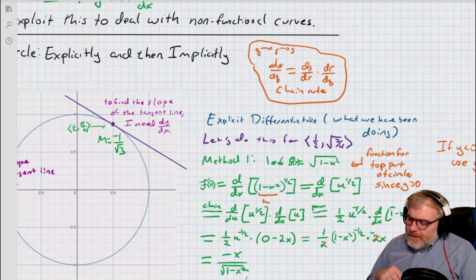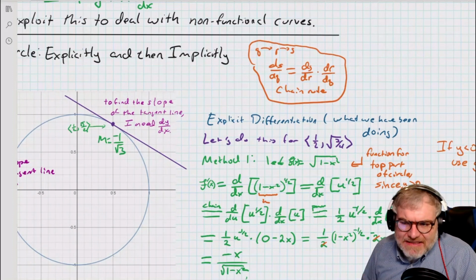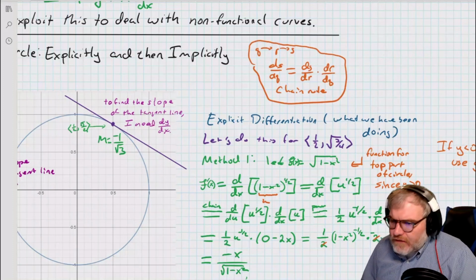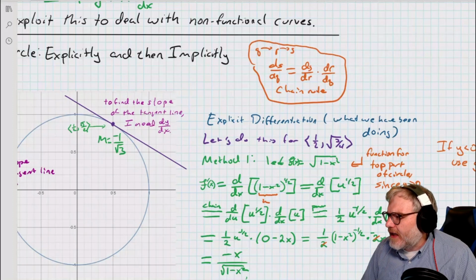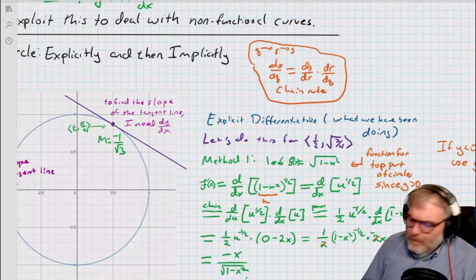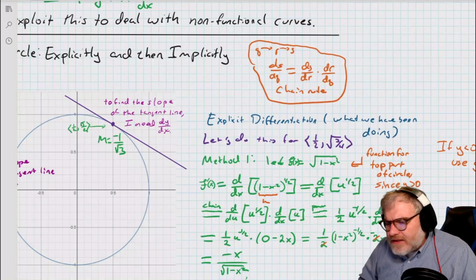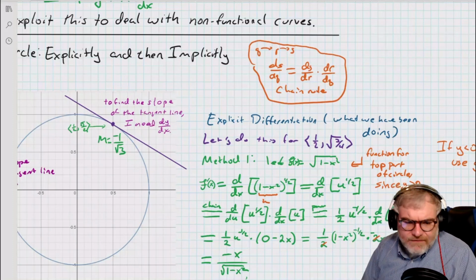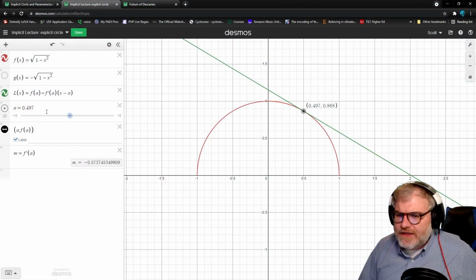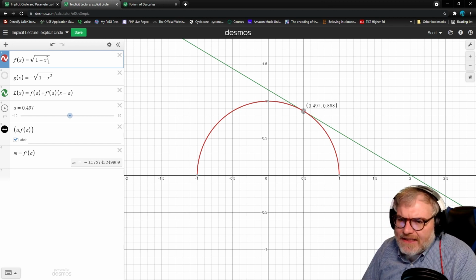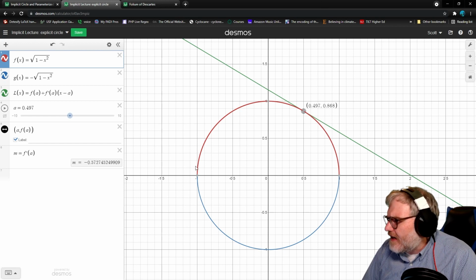Now, if I wanted to do it explicitly, what I would do is I'd create a function. I'm going to look at the top part of this thing, because this thing's not a function. The circle is not a function, right? It doesn't pass the vertical line test. But I can split it into 2 functions here. I could split it into a top function with the formula of the square root of 1 minus x squared. And then if I so desired, I could have a bottom function here.